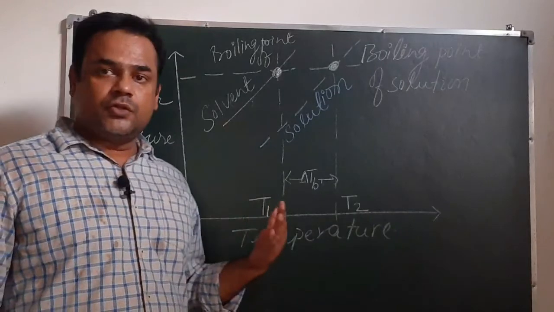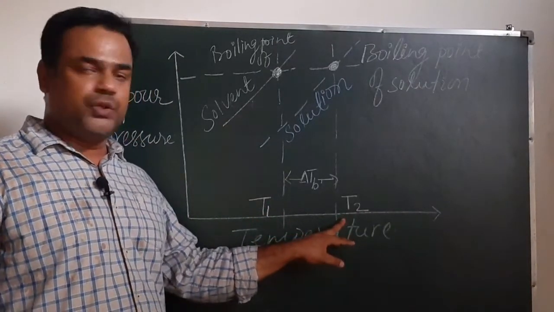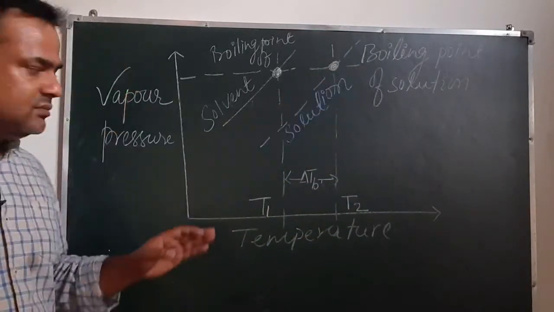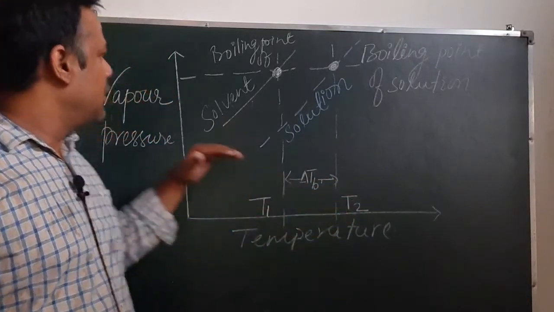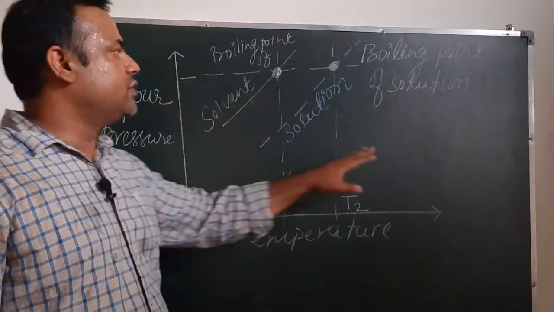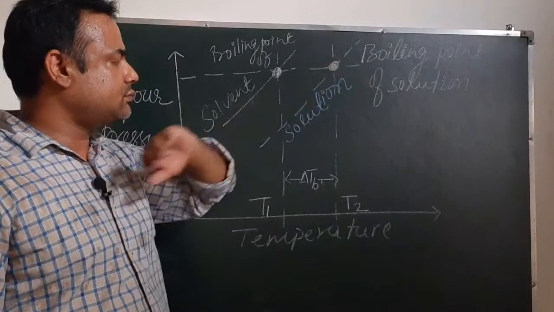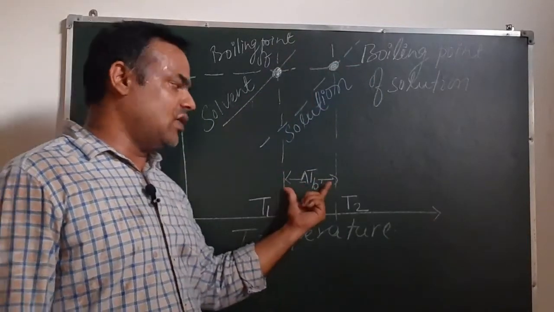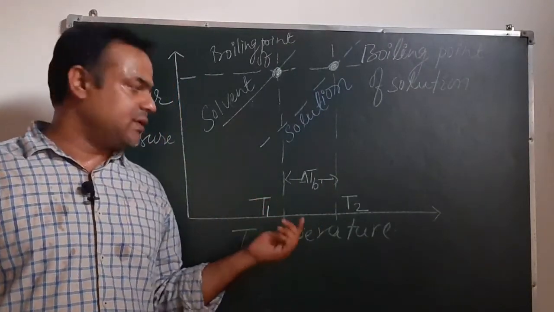Now if we make the solution by mixing solute into it, then we will get another temperature T2. At this temperature, vapor pressure of solution becomes equal to atmospheric pressure, and solution starts to boil. So this is the final boiling point. This difference is known as elevation in boiling point, and we have established a relation between delta TB and molality.